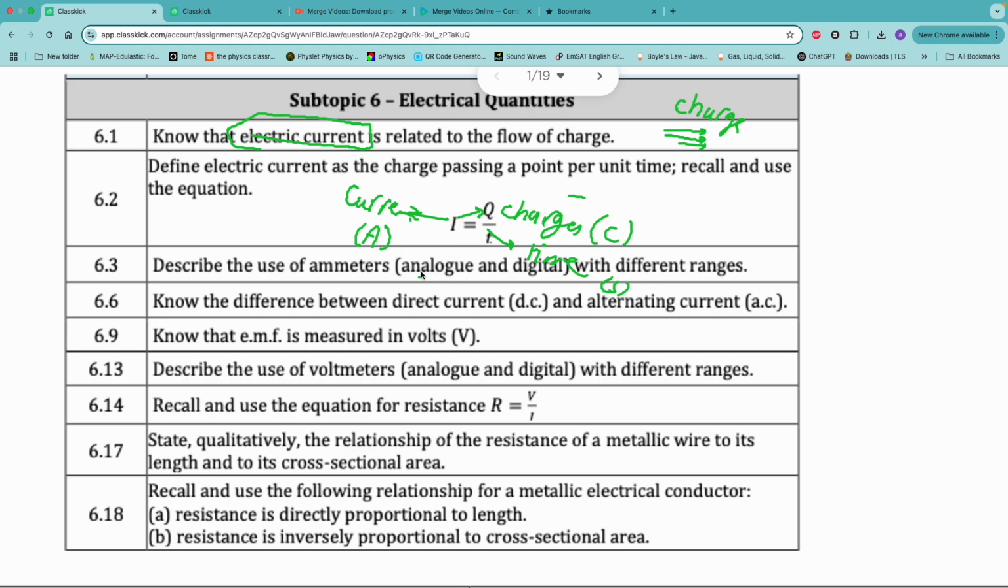Describe analog and digital. One of them refers to measuring readings by pointer, the other one with numbers. Differentiate between direct current and alternating current. Direct current flows in one direction, alternating in both directions. And finally, V is a measuring unit for either EMF, which is electromotive force, or potential difference, which is similar to voltage.